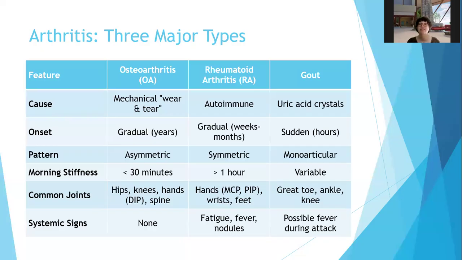Gout is considered to be a form of arthritis. It's uric acid crystals that build up in the joints. A lot of times, acute exacerbations of gout have sudden onset, so within hours. Usually it affects one joint. A lot of times, it's the big toe. I've seen people with gout in their elbows. Ankles and knees can be an area too. They might have a fever during the attack, but not at other times.